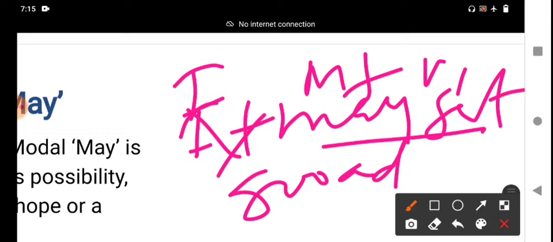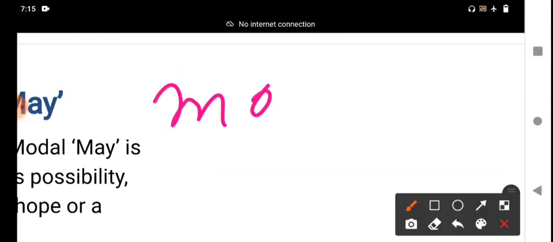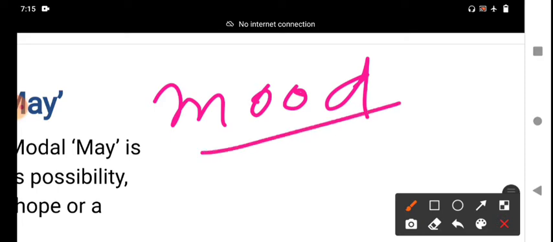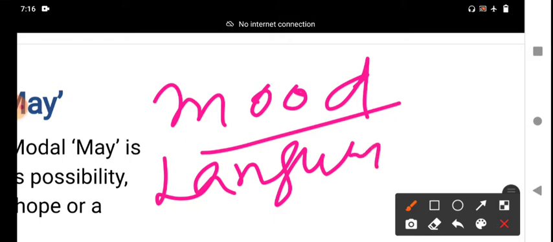A modal verb is used to indicate mainly the mood of the speaker. Mode means mood: the mood of the speaker, the opinion of the speaker, the thought of the speaker on that occasion. These come in the language functions.